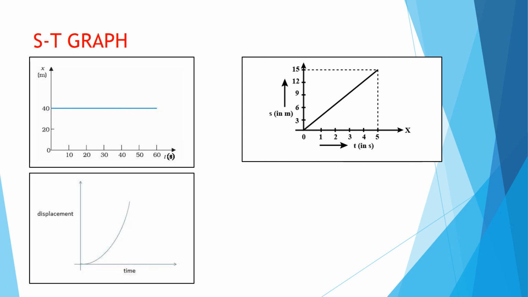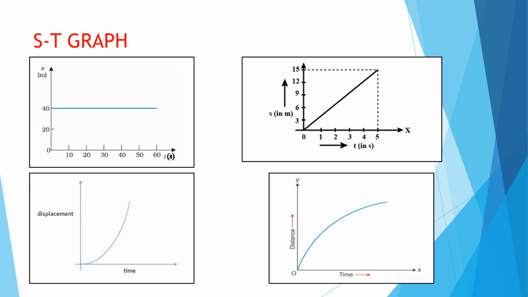The third one is the graph which looks like this. It means the velocity is increasing as the slope is increasing. And the last one is where the graph looks like this. It means the velocity is decreasing because the slope is decreasing.